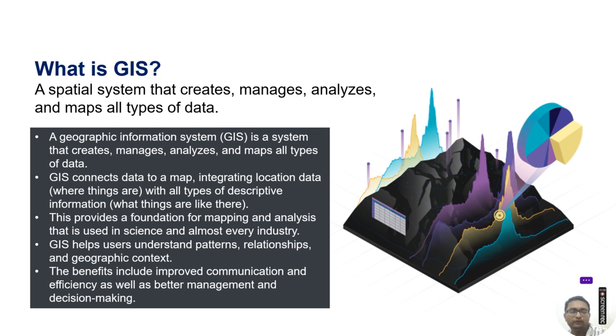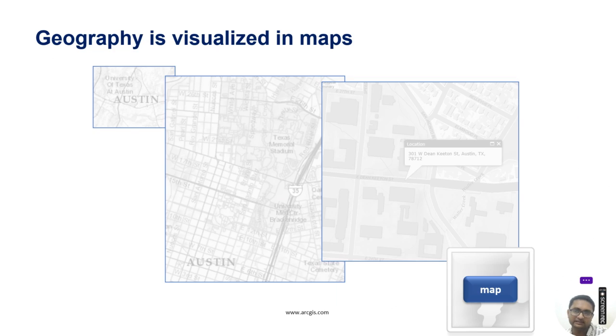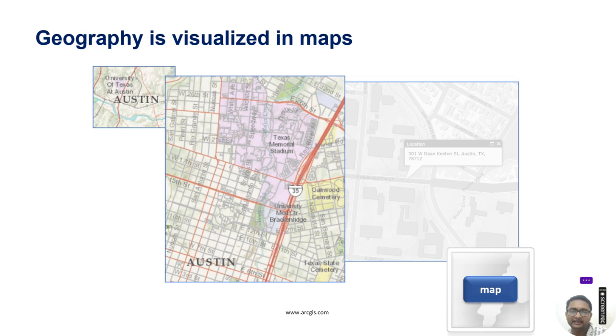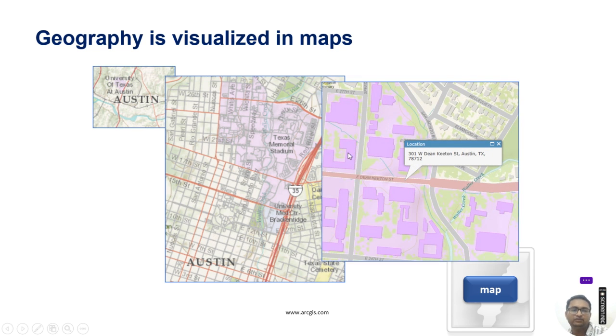So that's what we are going to learn from this particular software, or you can say GIS. When we talk about GIS, what we want to do is visualize the geography in terms of maps. Here we have one small map of Austin, and then we zoom that map, and we have the zoomed version of it, where we have focused on some particular stretch of the city. Once we zoom in more, we also see different kinds of buildings, roads, and locations, and so forth. So what you can see here is that we are visualizing maps.